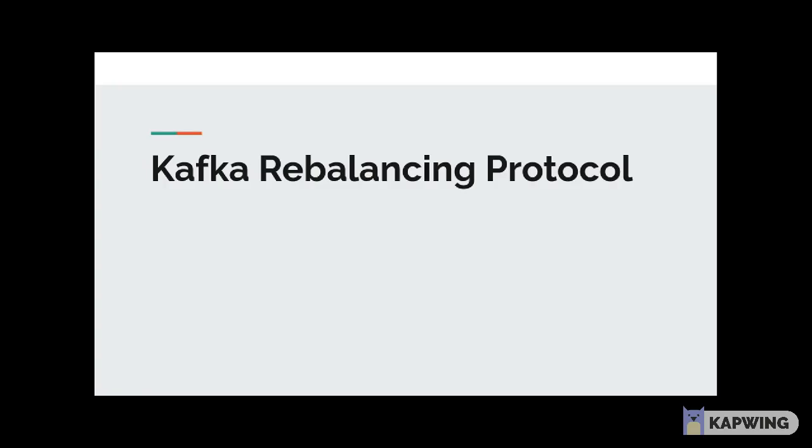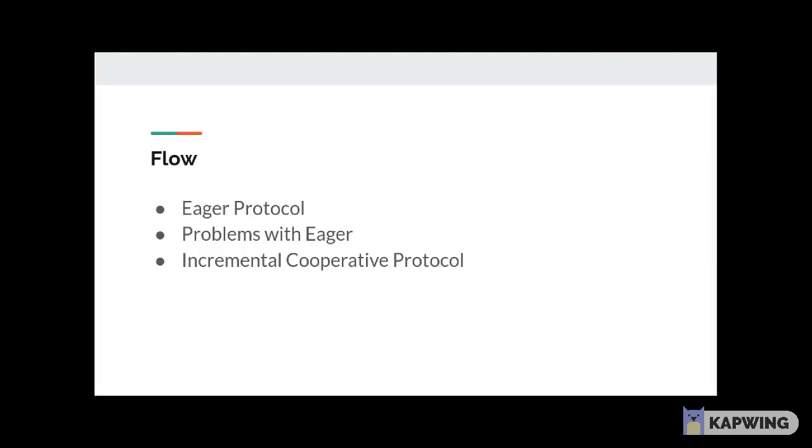In this video, we'll talk about Kafka Rebalancing protocol. First, we'll understand the eager protocol. Then we'll look at problems with eager protocol. And lastly, we'll look at this new incremental cooperative protocol and how it solves some of the problems with the eager protocol.